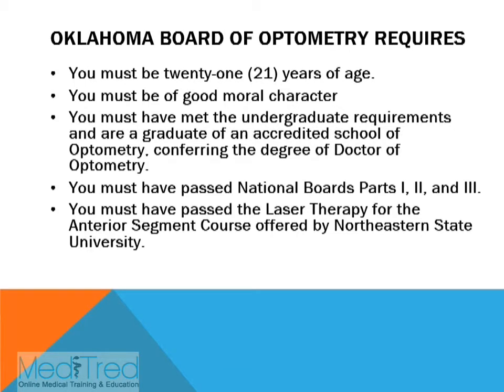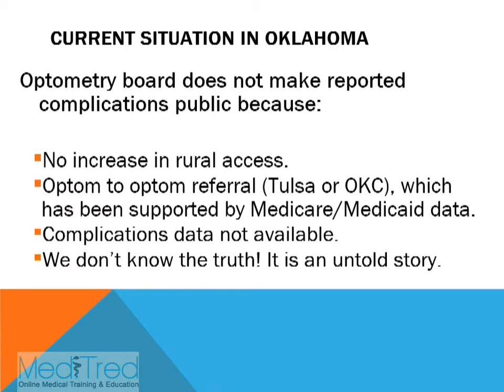Now, if you look at the requirements that the Oklahoma Board of Optometry has for optometry doctors to perform surgery, you will find that they state the optometry doctor must be 21 years of age and of good moral character. You must have met the undergraduate requirements or be a graduate of an accredited school of optometry, conferring the degree of doctor of optometry. And you must have passed the national boards, parts 1, 2, and 3 of the optometry boards. You must have passed the laser therapy for the anterior segment course offered by Northeastern State University, located in Oklahoma. So what is this laser course that these people are talking about? We'll go into that in a little while.